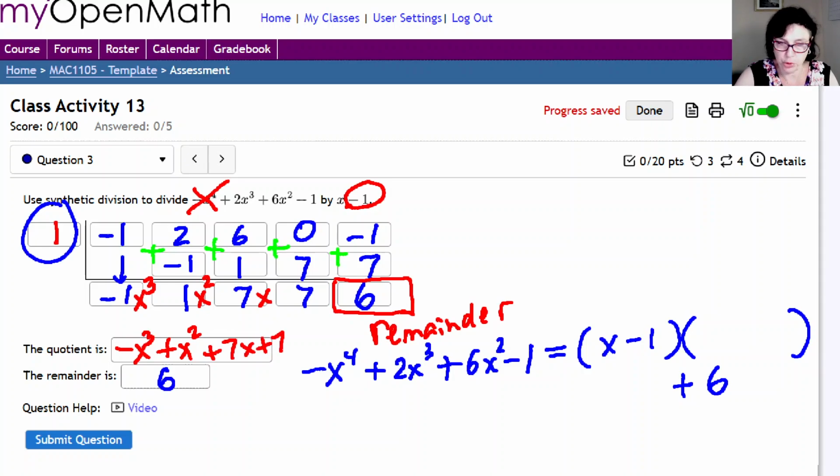And that actually will also go here. So this is -x cubed plus x squared plus 7x plus 7. Again, you can go ahead and FOIL and show that that's correct, but it's going to take forever. So hopefully our synthetic division is right, and we found the quotient and we found the remainder.